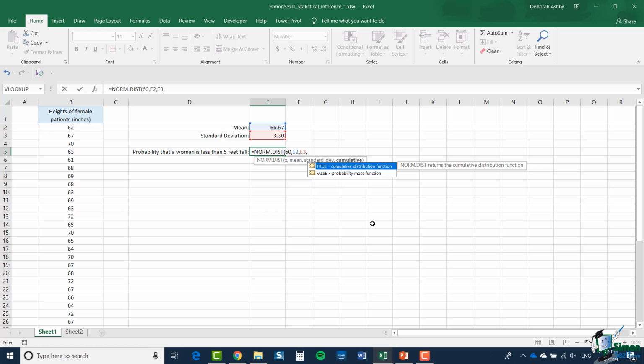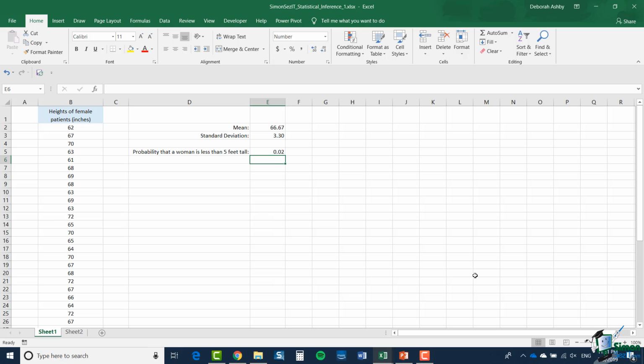Now, there's a very important distinction between these two, and the true cumulative distribution function is the one that we use for continuous variables like height. If we were dealing with a discrete variable where you could have exact values, so these are things that are counted rather than measured, we would specify false here. So in our case, this is a continuous variable, so we would need the cumulative distribution function. So the value we need here is true.